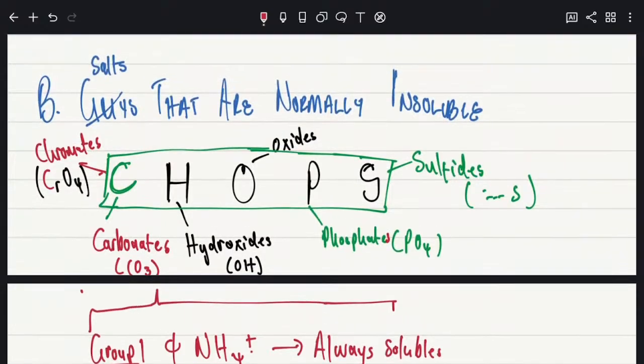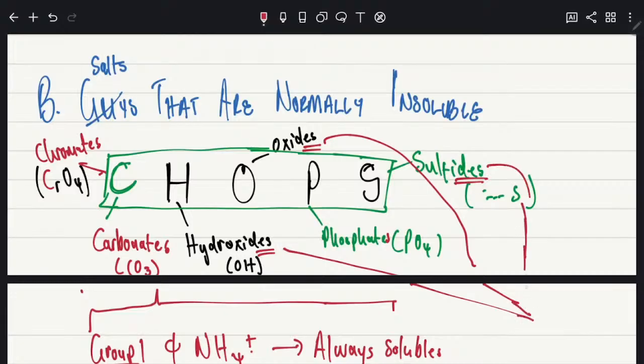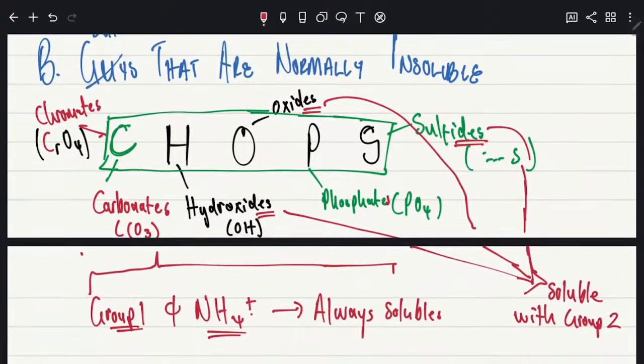Then these guys that end with ide, oxide, sulfide, hydroxide, these three, when they meet your group 2, they will be soluble. Okay? These guys that end with ide are soluble with group 2. Soluble with group 2. We're going to do it again together. Practice this, then apply this.